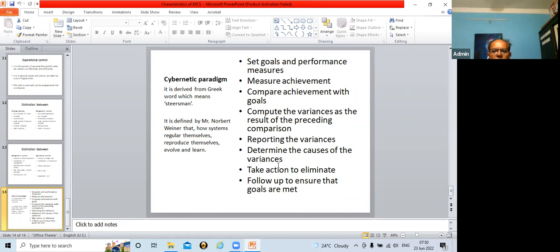So after explaining this slide, everyone please go through this again. Read yourself each and every point. What is the cybernetic paradigm? Then what are the points in the cybernetic paradigm? Because this is one of the important performance tools in respect of enterprise performance management. Have a reading of this slide.